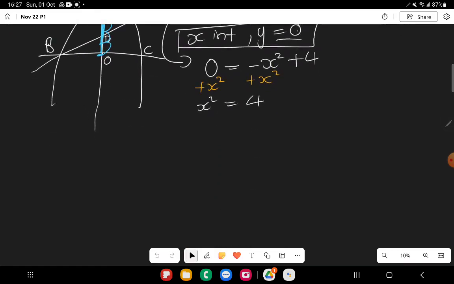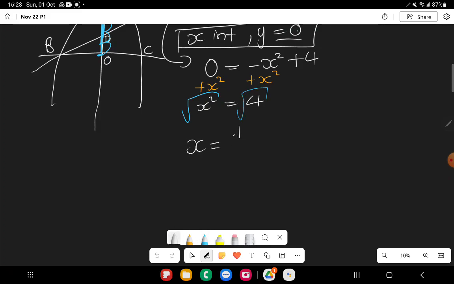So this means that I can now solve for x by square rooting on both sides. And that means that x is equal to plus minus 2. Correct, right? Meaning that C is going to be positive 2 and B is going to be negative 2. The question is, what are the coordinates of B? B is going to be x is negative 2 and y is 0.